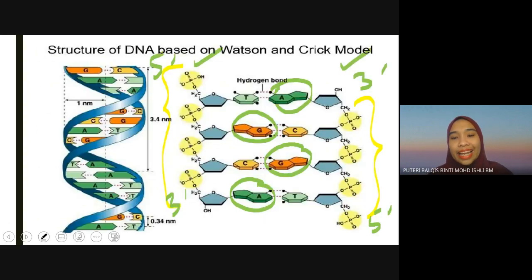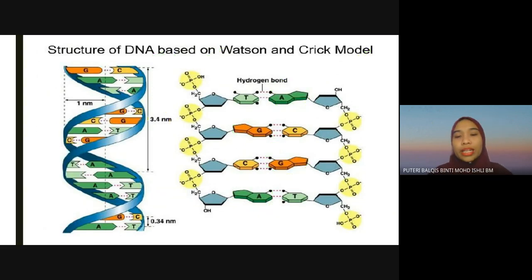The two strands are held together by hydrogen bonds. So in DNA we have hydrogen bond. So this is a hydrogen bond. This strand and this strand held together dipegang oleh hydrogen bond. And this hydrogen bond is located between two complementary base pair. Hydrogen bond ni dia terletak antara dua base pair. Contohnya, kita boleh tengok dekat sini, antara A dengan T ada base pair.